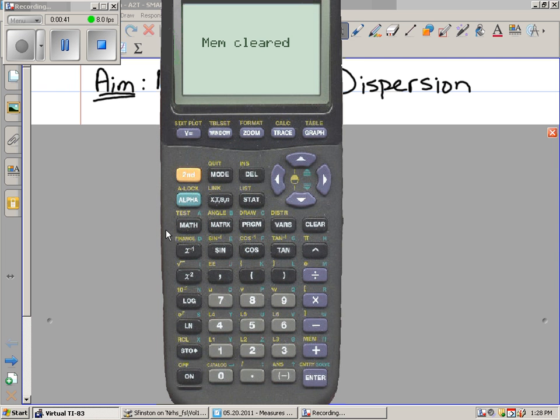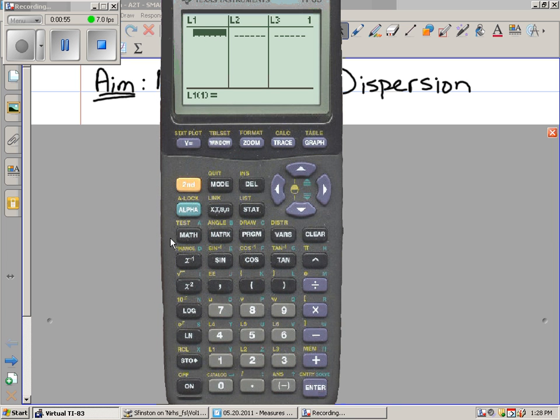There is a button dedicated to this entire topic. You hit the stat button. Everybody do that. You should be on this screen. And then you hit enter on the edit screen. And what you want to do is, these are lists. This is where you enter data, like from experiments and stuff like that.